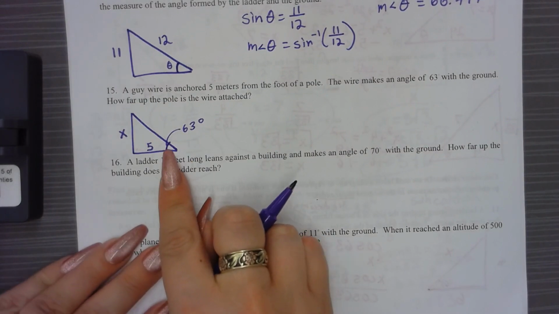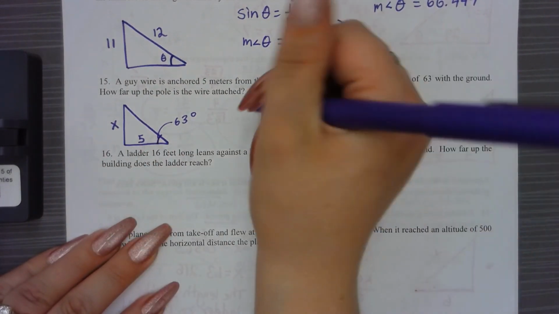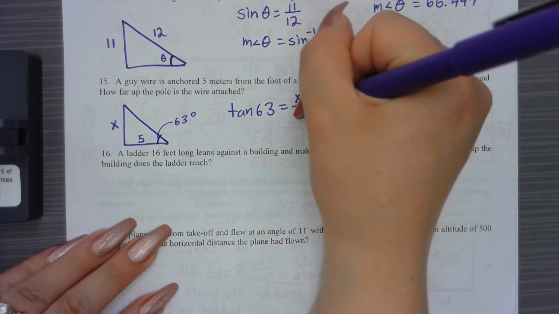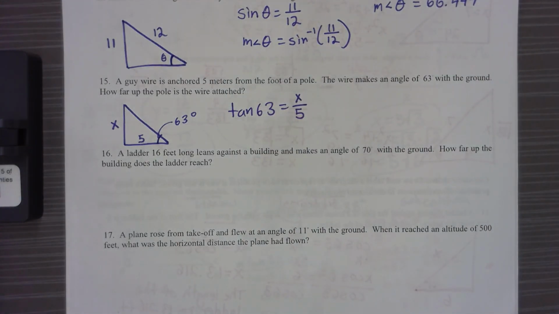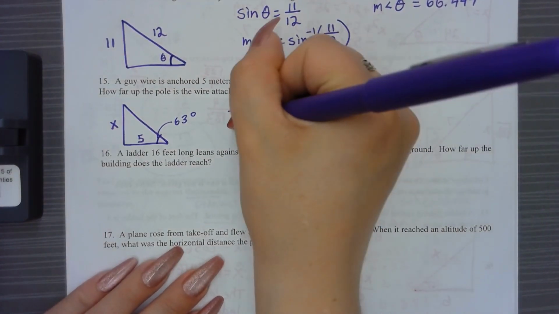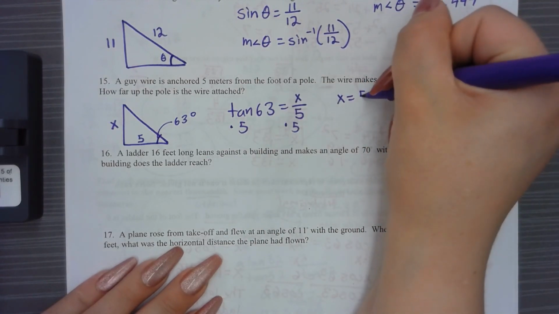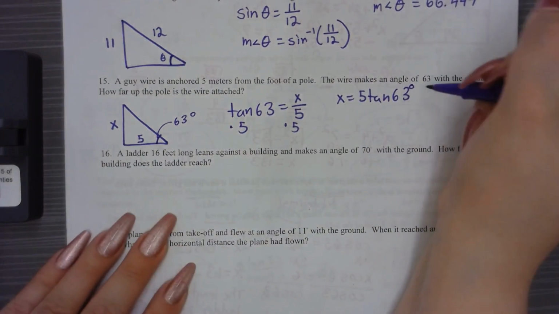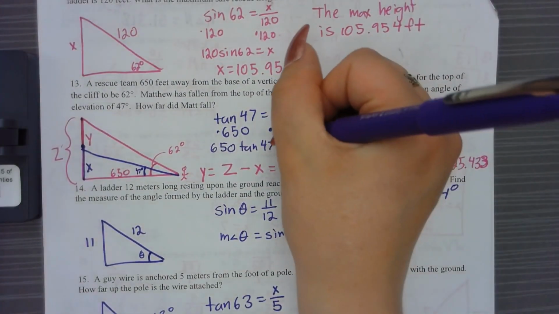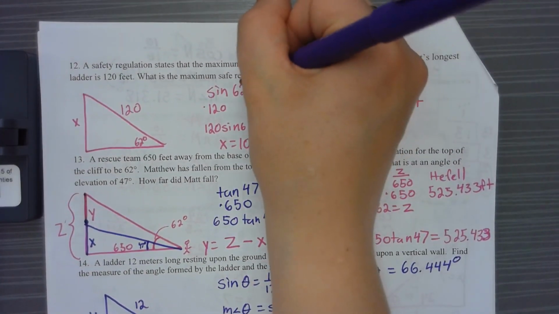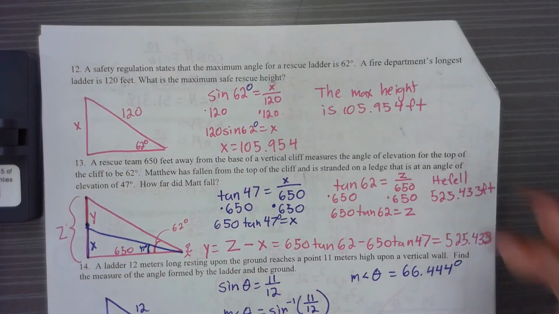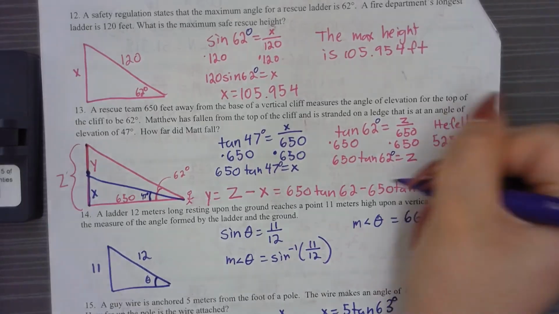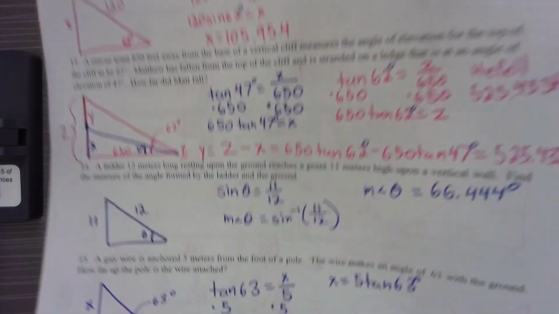So in relation to this 63 degrees, we have the opposite and the adjacent. So that means we're going to be using the tangent. So the tangent of 63 is equal to the opposite over the adjacent. So again, to solve this, we would multiply both sides by 5. And so we would get that x is equal to 5 times the tangent of 63. Oh, I should be putting little degree symbols here. Sorry, I'm just going back to put my degree symbols, because I did drop them.